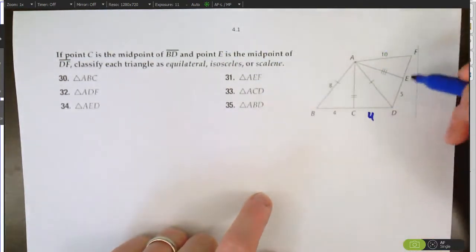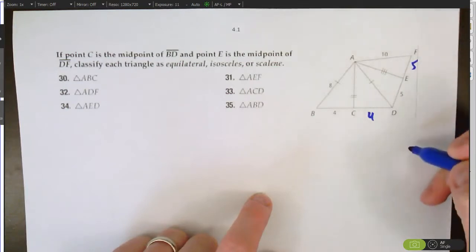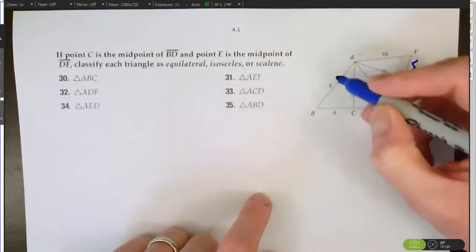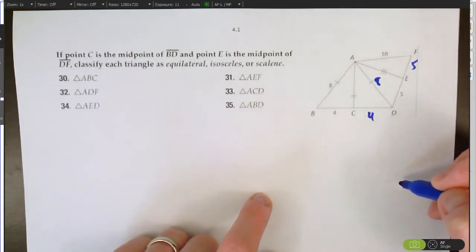And E is the midpoint of DF. So for DF, if DE is 5, that means this has got to be 5. And if this is going to be 8, and this is a single mark, that has to also be 8. I'm trying to think if there's anything else they've given us. Nope, I think that's it.